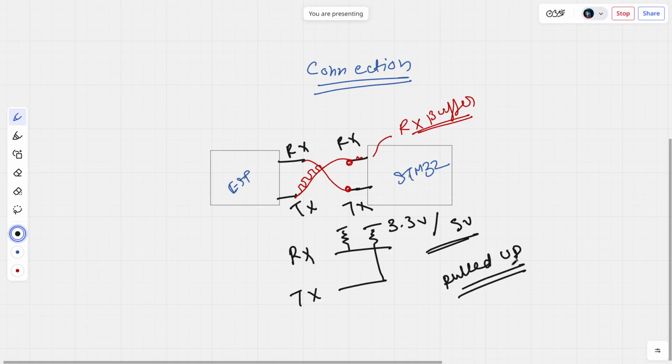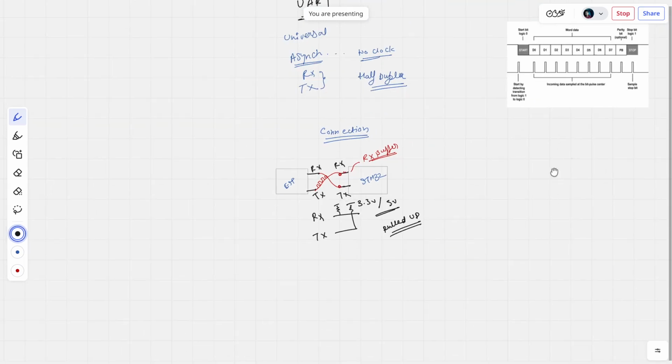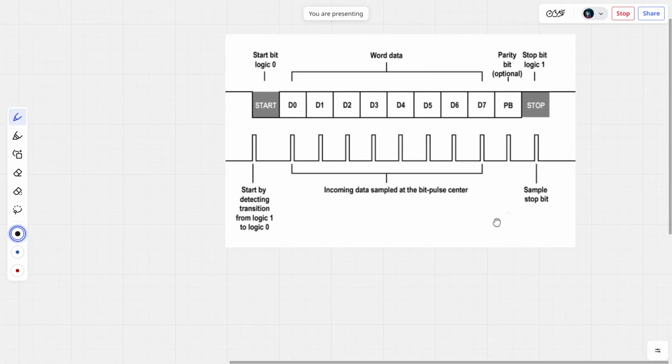Okay, now moving towards the packet structure. This is all about the connection diagram and what UART stands for. Now we are moving towards the packet structure of the UART frame. As I told, it doesn't have any clock. So the receiver should understand when it has to start sampling the data and when it has to stop sampling the data. Because if we don't do so, we will end up reading garbage. So this is the complete packet structure of UART.